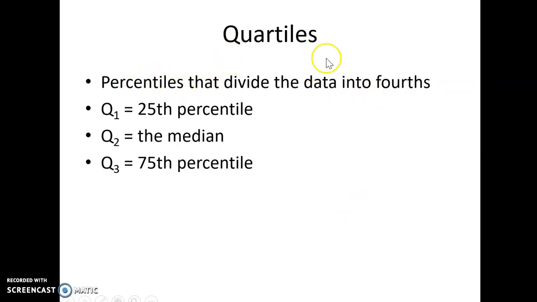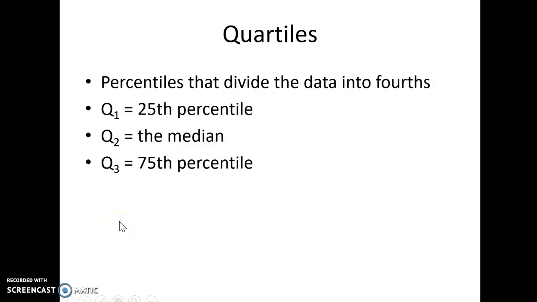Talking about percentiles, then we get into quartiles. This leads us into our box and whisker plot. When we look at quartiles, we divide the data into fourths. So we have a first, second, and third quartile. The fourth quartile is the max. It's the end of the fourth quarter.